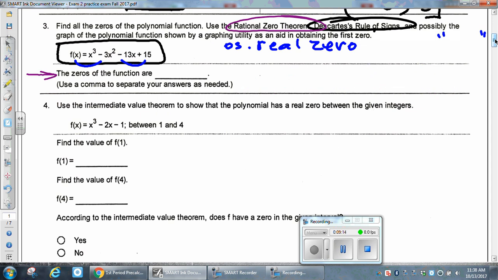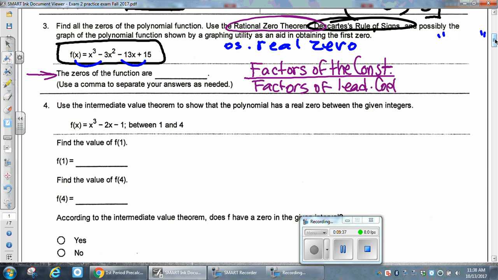Okay, rational zero theorem, guys, you have to make sure that you use the factors of the constant. You must remember that the factors of the constant go on top, and they're divided by the factors of the leading coefficient. It's always that way. If you flip the order, it's wrong. For this particular case, the constant is 15. So it will be plus minus 1, plus minus 3, plus minus 5, and plus minus 15, and then all of those numbers divided by plus minus 1.